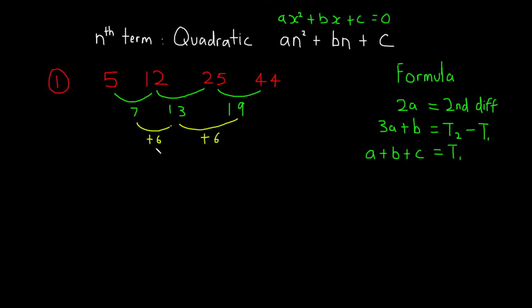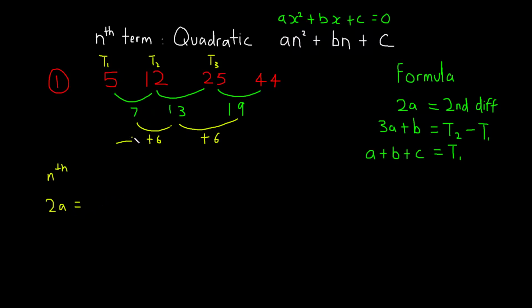Now, for you to find your n term for your quadratic sequence, you actually need to follow these 3 formulas. 2a is equals to your second difference. 3a plus b is term 2 minus term 1. A plus b plus c is term 1. Alright, this is supposed to be term 1, term 2, term 3. That's all we're going to need. Okay, 2a equals to second difference.